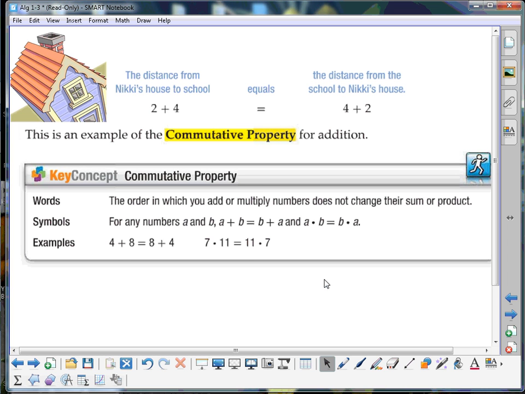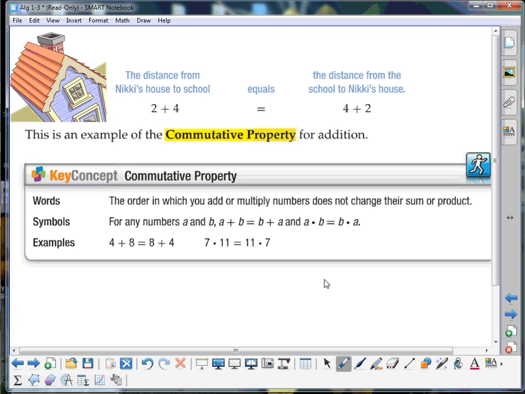All right, commutative property. So the distance from Nikki's house to school is 2 plus 4 miles. And the distance from school to Nikki's house is 4 plus 2. So we talked about the commutative property. We talked about it the other day in class when Miss Creighton was in here. 2 plus 4 is the same as 4 plus 2. That means you can move the numbers from one place to the other and you still get the same amount.